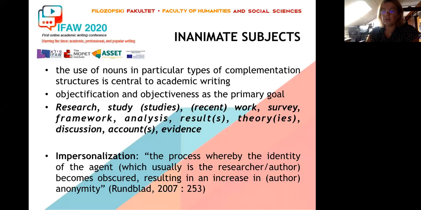What we also discovered, however, is that these inanimate subjects are increasingly combined with the use of present perfective as the verbal structure. And our research question was to establish whether the use of a specific verb tense and aspect structure contributes to the concept of objectification and impersonalization of academic writing.